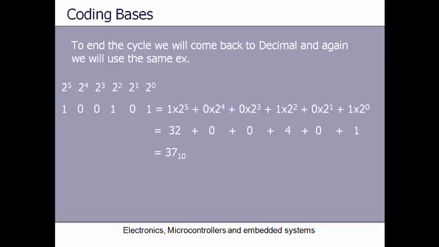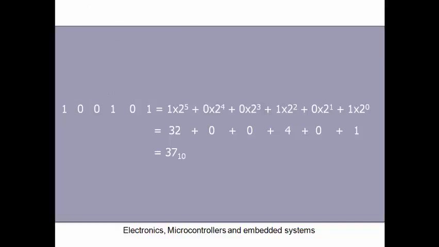We start from the most significant bit. So it will be 1 multiplied by 2 power 5, plus 0 multiplied by 2 power 4, plus 0 multiplied by 2 power 3, plus 1 multiplied by 2 power 2, plus 0 multiplied by 2 power 1, plus 1 multiplied by 2 power 0. We find 32 plus 0 plus 0 plus 4 plus 0 plus 1. That makes 37. It's not that hard, just a small calculation.